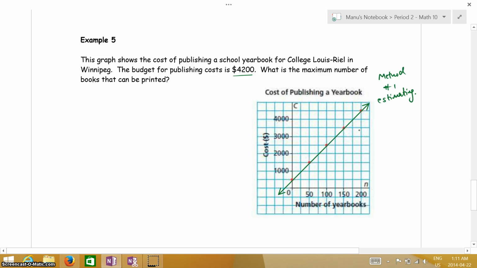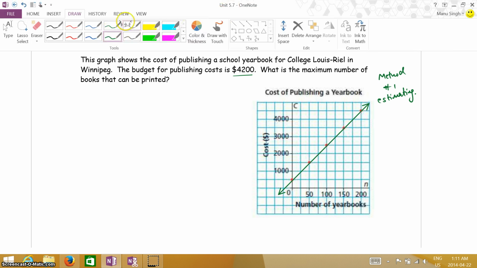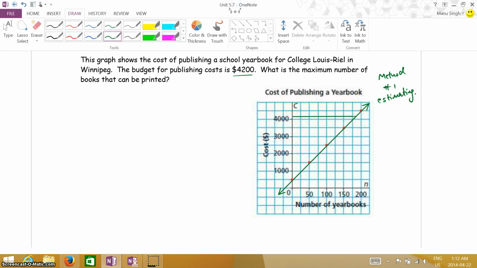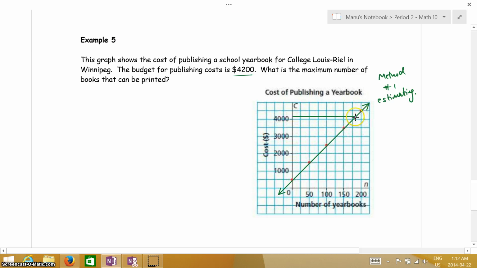So if I connect the data, I want to know what the number of yearbooks is if the cost is $4,200. So if I take a look at the cost of $4,200, this time the cost is given to me. So I'll just take $4,200, which is roughly around here. I'll draw a straight horizontal line all the way across to my graph. And then I'll try and see where this line is going to hit the graph, and where it matches up with the next value towards the bottom part of the graph.